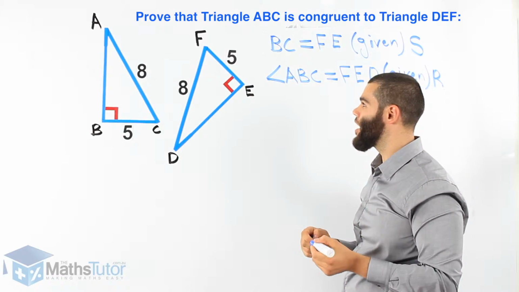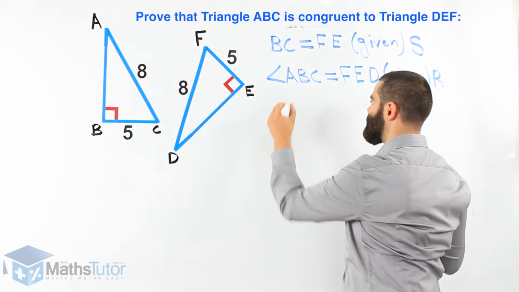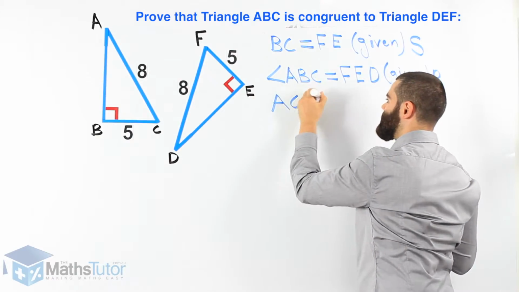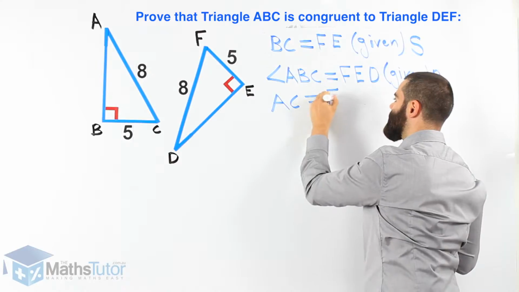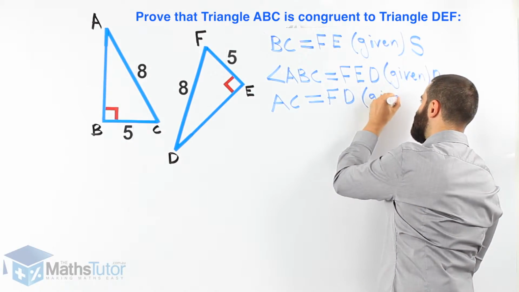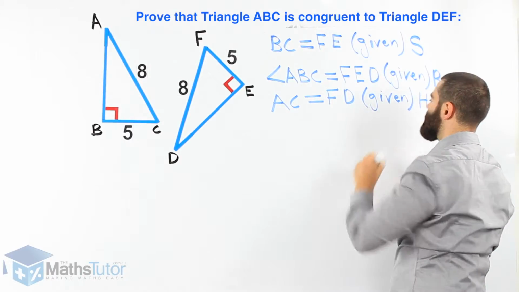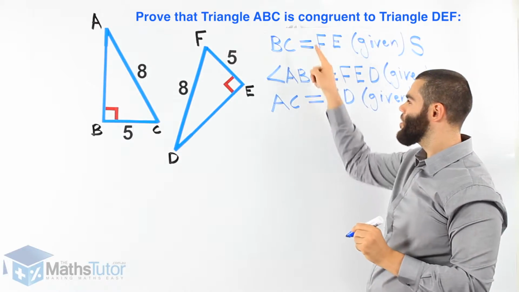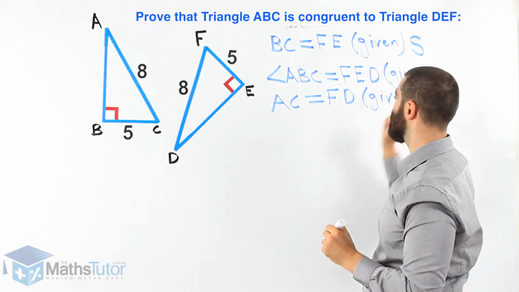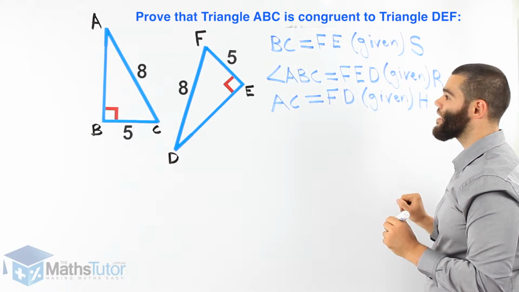Then we know the hypotenuse is equal, AC is equal to FD, and once again it is given information. They have given us the information. We're going to write H for hypotenuse. Now, proving them in any order doesn't really matter. We started with the side, then with the right angle, and then with the hypotenuse. Now we can write the conclusion.